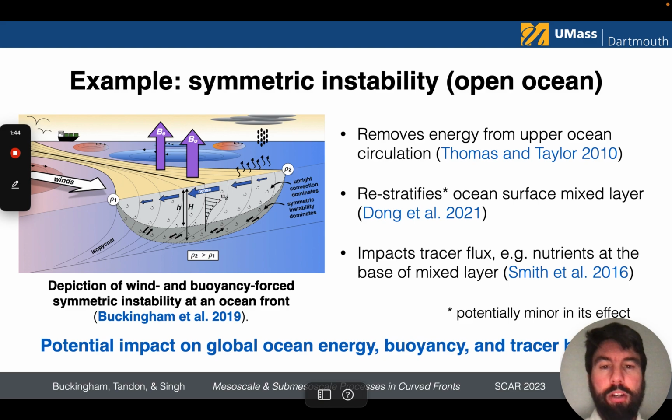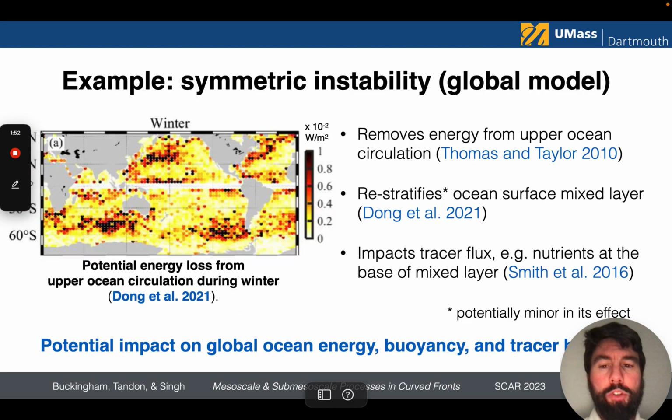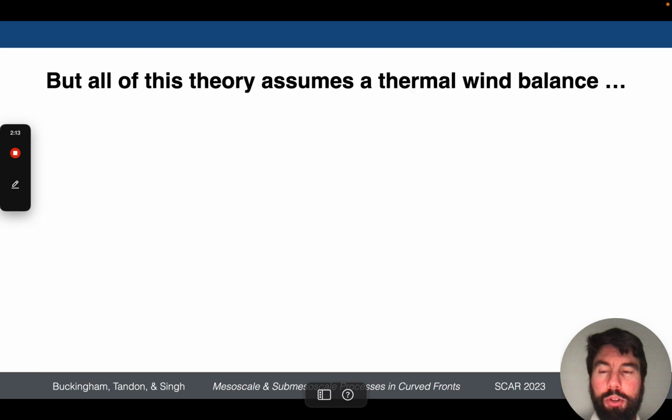We ourselves did a study on this in the Northeast Atlantic, finding that this removes energy from the upper ocean circulation. Ji Haidong also did a similar study, but globally, finding that it removes energy from the ocean circulation, as did we. It also re-stratifies the ocean surface and potentially impacts tracer budgets at the base of the mixed layer. So therefore, it can potentially have a pretty large impact on the ocean.